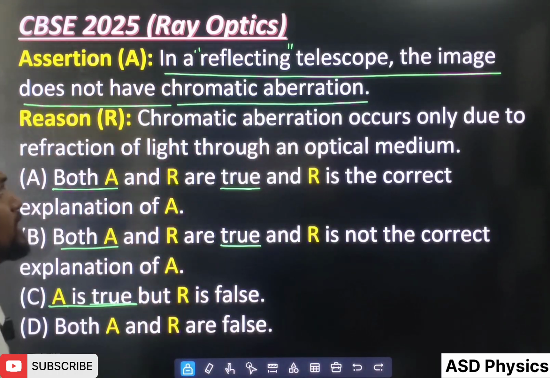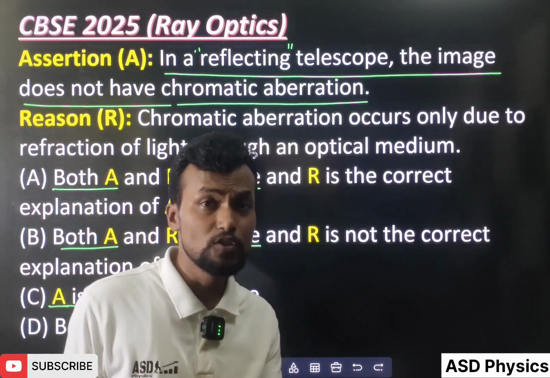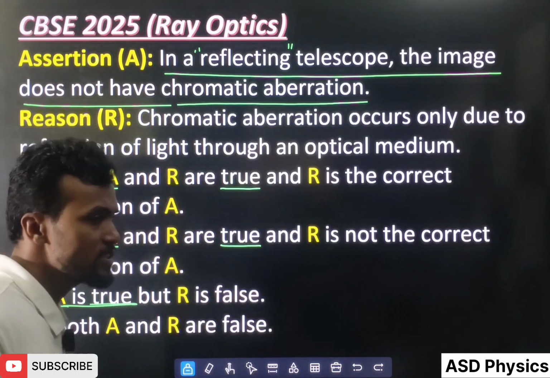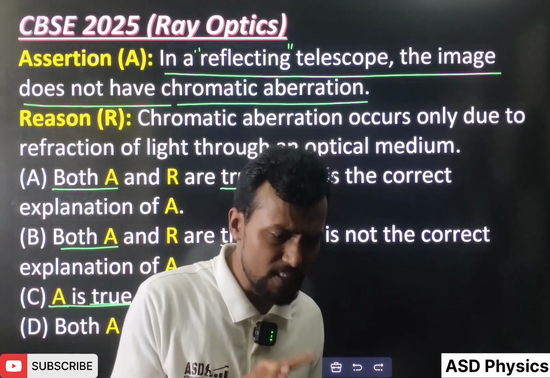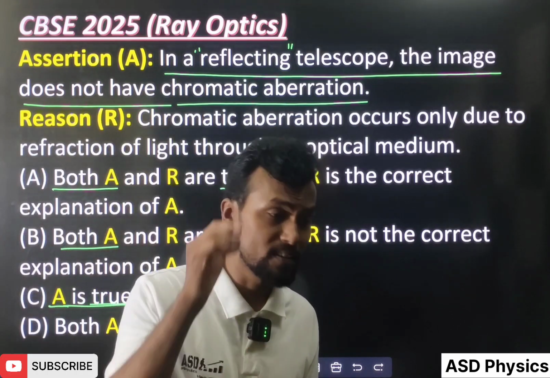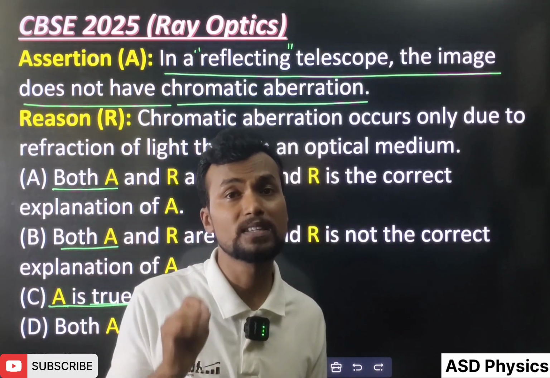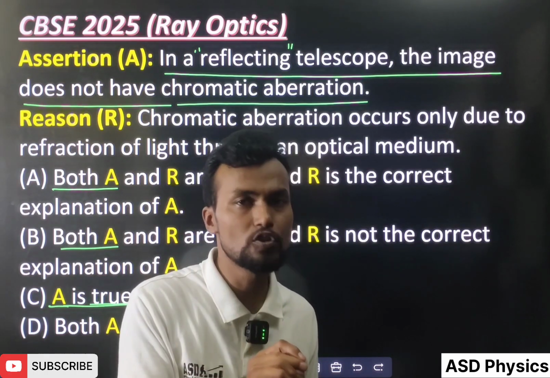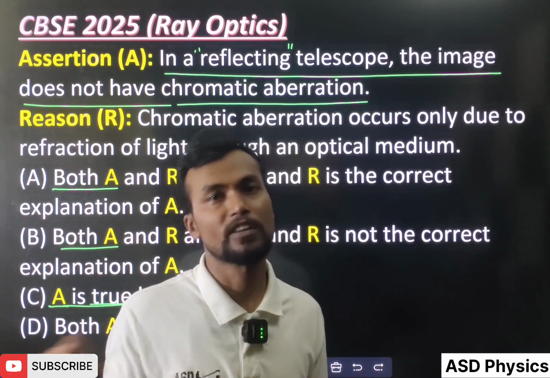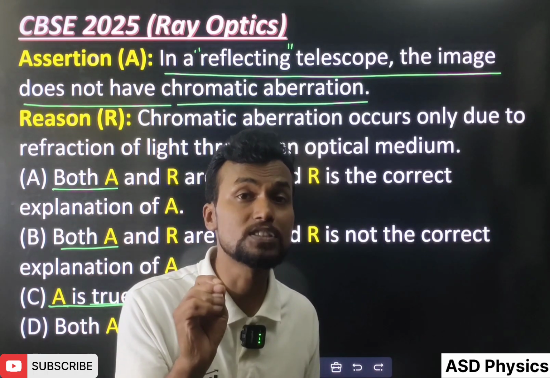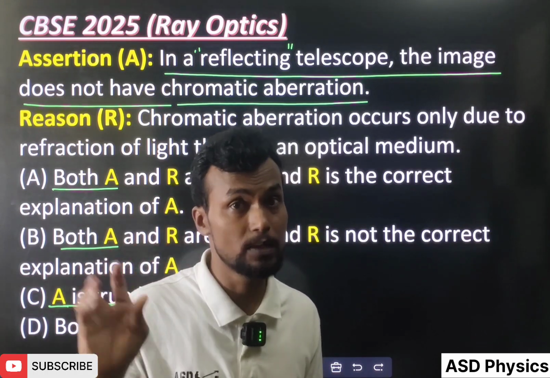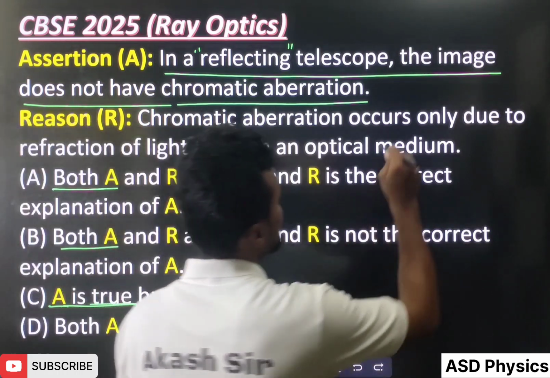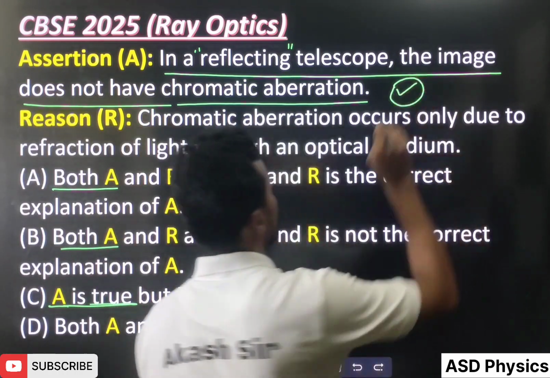In a reflecting telescope, we use only and only mirrors, and chromatic aberration happens when the different colors of light cannot focus at the same point and do not make a point image. So in a reflection type of telescope, chromatic aberration is not at all possible. Chromatic aberration is only possible in lenses, not in mirrors. So the statement that the image does not have chromatic aberration is definitely correct.